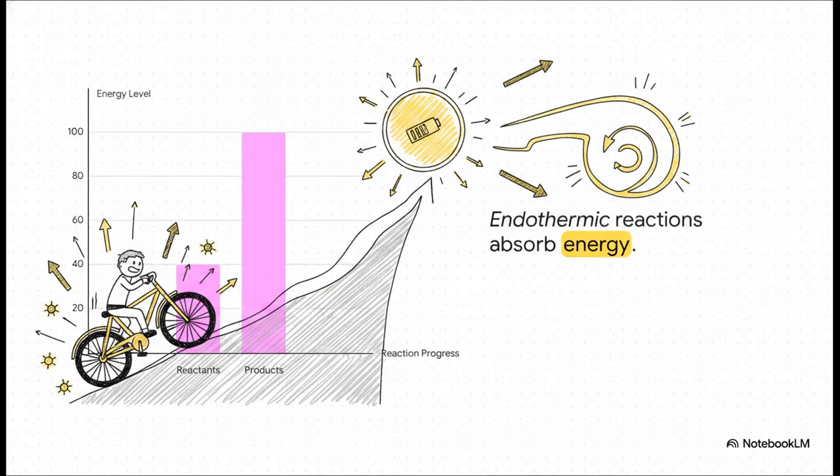Contrast that with endothermic energy levels. Here, our reactants start off quite low on the energy scale. To make this reaction happen, it's kind of like pushing a heavy bike up a steep hill. They have to absorb a massive amount of energy from their surroundings just to get moving. Because they take that energy in and store it, our resulting products end up much higher on the energy chart than where they began. So a low start and a high finish.